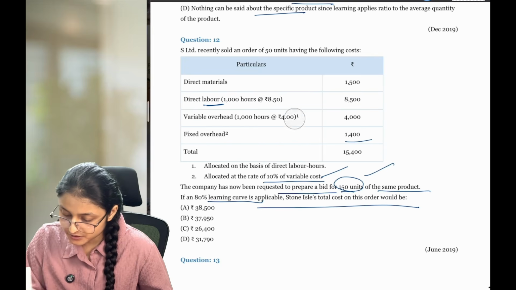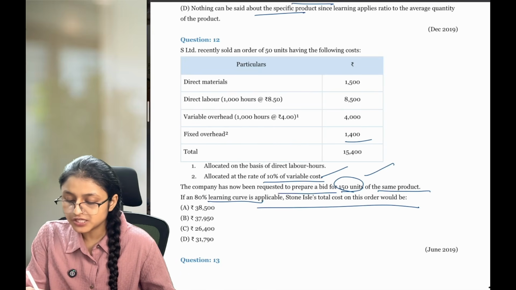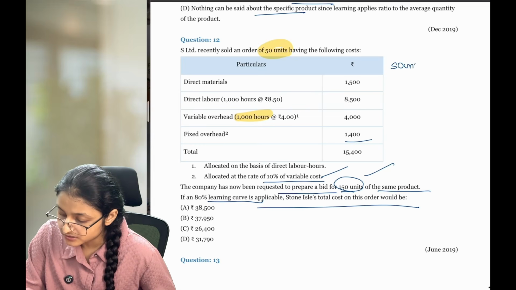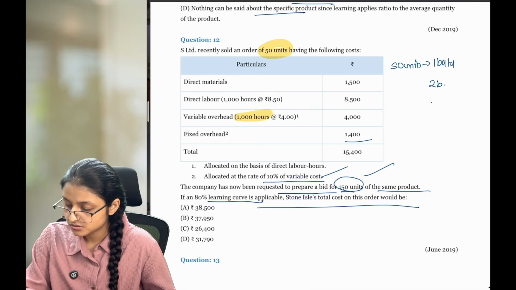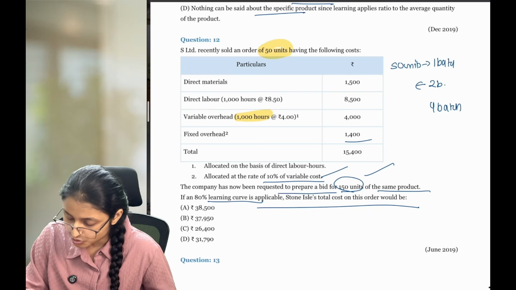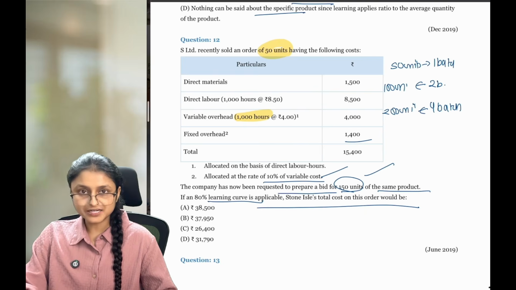So if you notice, we don't know the time period for the first unit. We know the time period applicable for 50 units together and that is 1000 hours. So what I am going to do is assume 50 units is equal to one batch. Okay? Whenever I double the batch, my learning rate is going to apply. So 2 batches means 100 units and 4 batches means 200 units. So this is cumulative production, right?